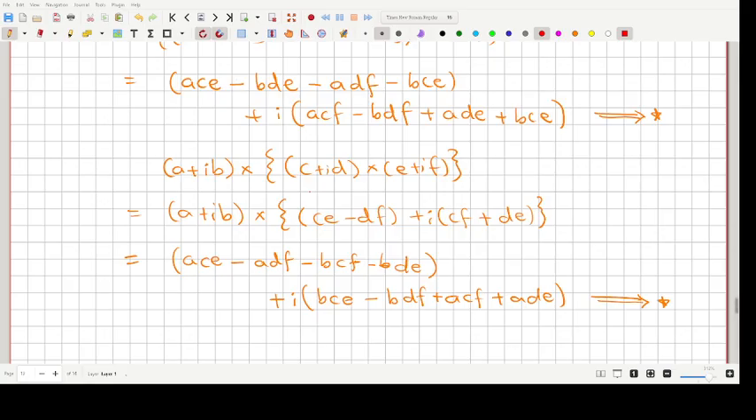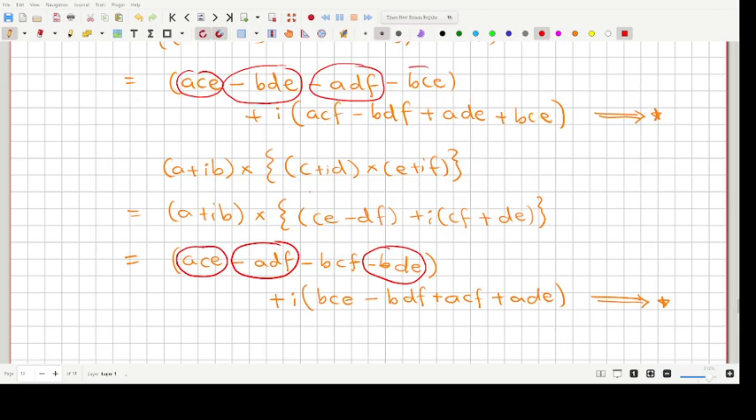So we are just going to circle the terms over here, whichever is common between the previous term and the current term. So I'll use the red pen for doing that. So we'll first compare the real part. ACE and ACE are matching. Minus BDE and minus BDE are matching, correct? Minus ADF and minus ADF are matching. Minus BCE and minus BCF.